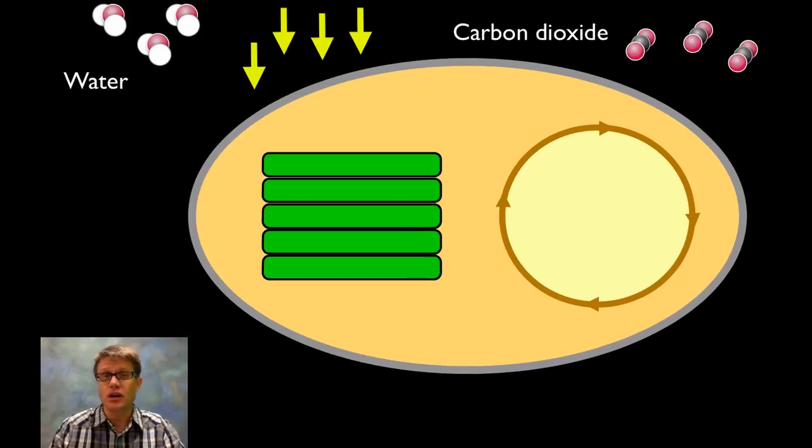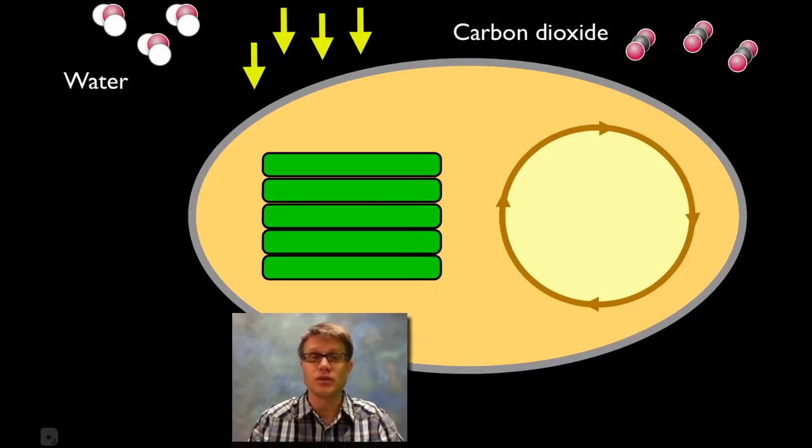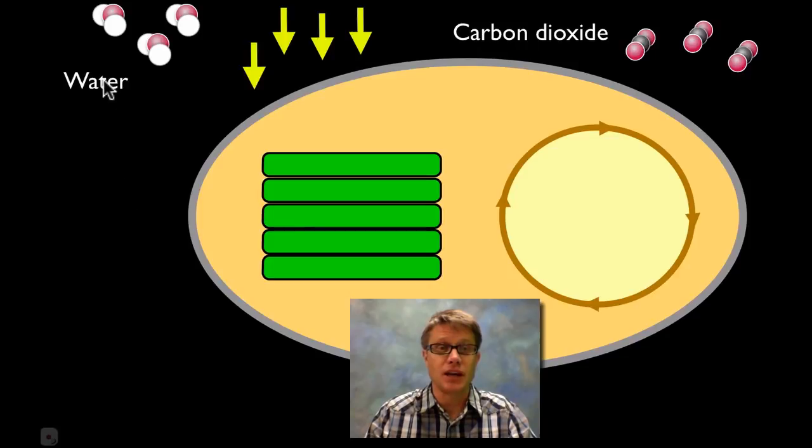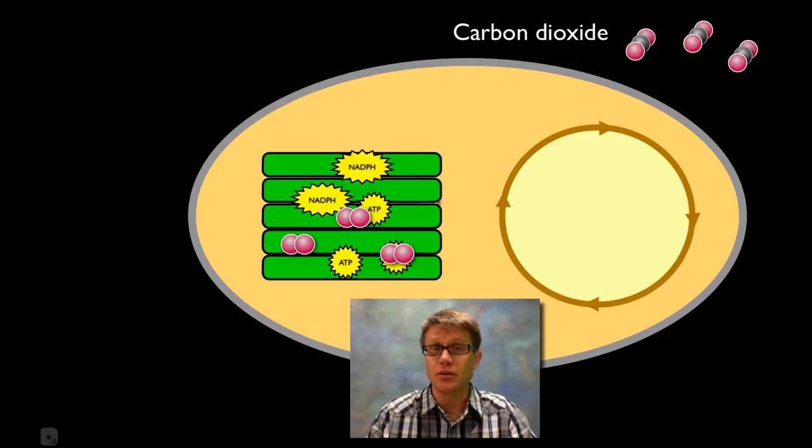And so let's kind of do a cartoon version of photosynthesis. What are the reactants again? Water, light, and carbon dioxide. What are going to be the products that come out of this? It's going to be oxygen and glucose. So let's watch what happens. In the light-dependent reaction, water and light go into the thylakoid membrane, and they produce two things.